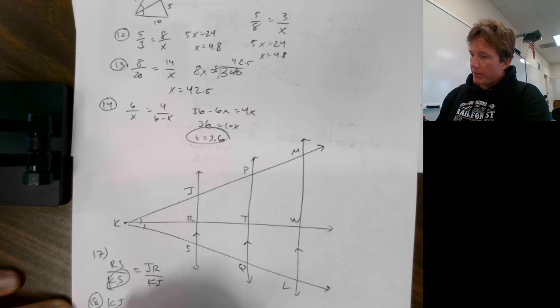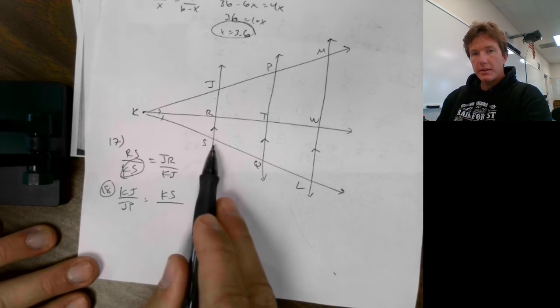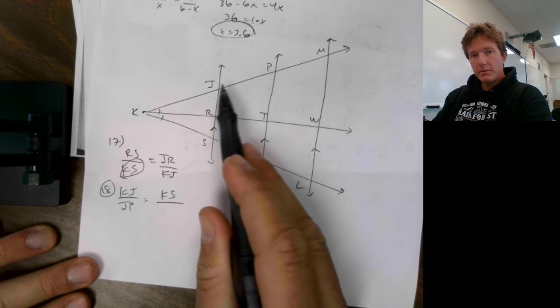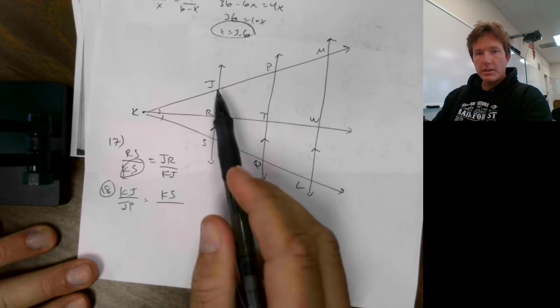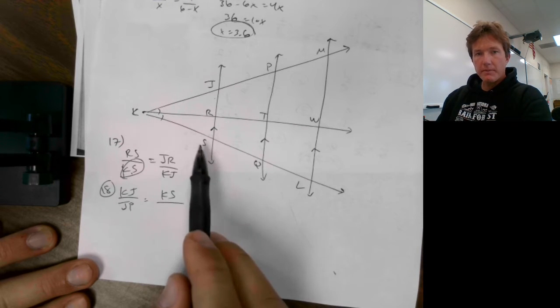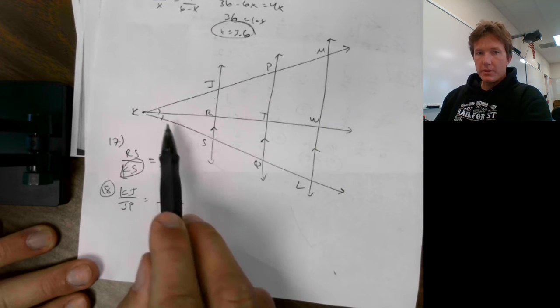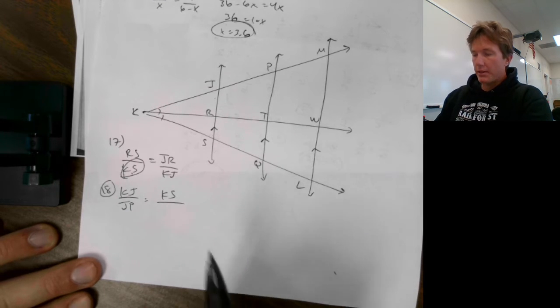KJ over JP is equal to KS over blank. So KS is here. JP is up here. Oh, I'm sorry, KJ. Sorry. KJ and then JP, and then we're looking at KS. Okay, so look, it's just a ray. It's just shooting out. So by that logic, then the next segment would be SQ.